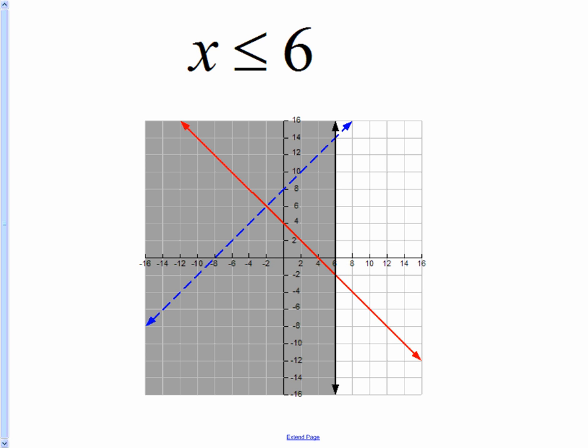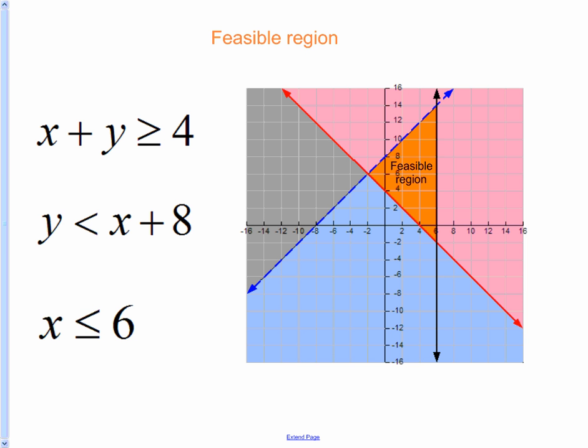X is less than or equal to 6. So there's the line. X is 6. It's right here. Kind of looks like the axis, and it's a solid line. And then when you put them all together, you get that. And the feasible region is the place where they all overlap. And if we take a point from that feasible region, like this point right here, 4, 4, if I want to test it, it should work in all my equations.